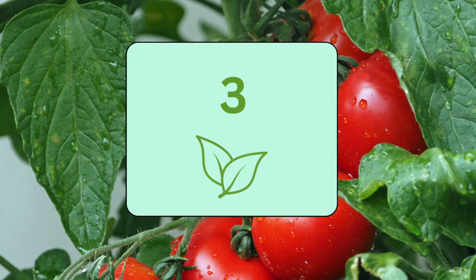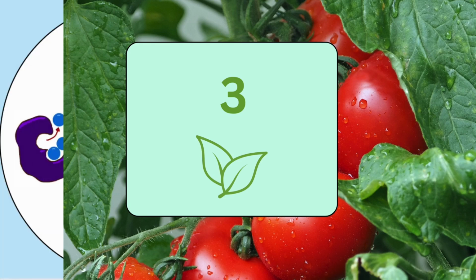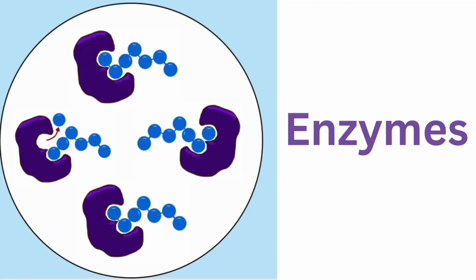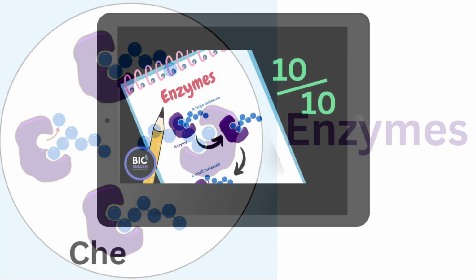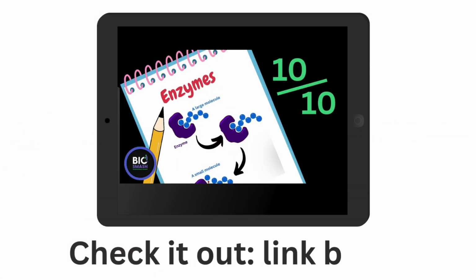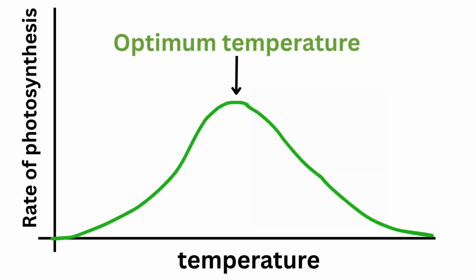Let's look at the third way that farmers can optimise photosynthesis. Photosynthesis is a chemical reaction, so it's carried out by enzymes. I haven't got time to explain enzymes today, but if you want to know more about them, I'll link this video below. You might know that enzymes work best at a particular temperature. We call this the optimum temperature.